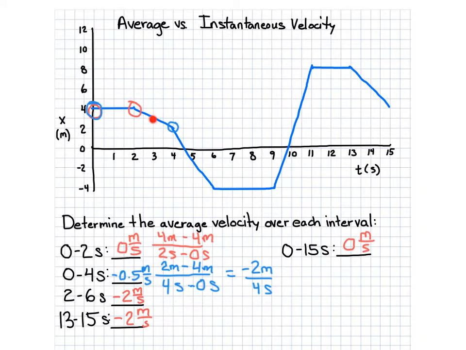Is it possible to figure out the instantaneous velocity at 3 seconds somehow? How would you do it? If I just want to know at 3 seconds, well, it's a straight line, right? So all I really have to do is figure out the velocity from 2 to 4 seconds, and that's the velocity at 3. Right? So that's what we're going to do. It's called instantaneous velocity, or velocity at this particular instant.